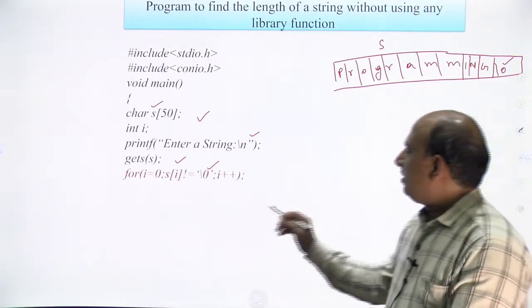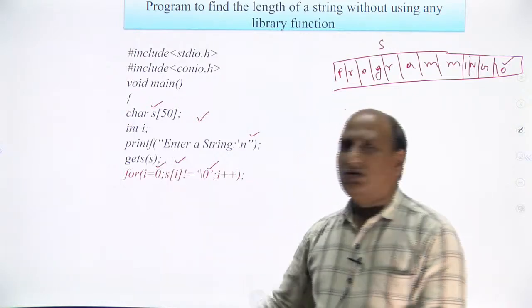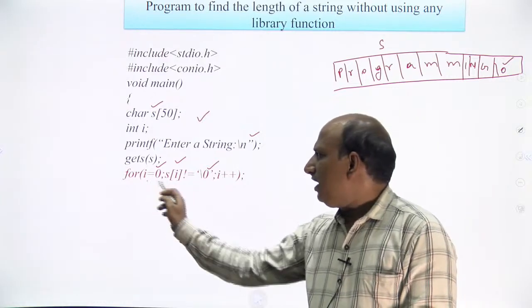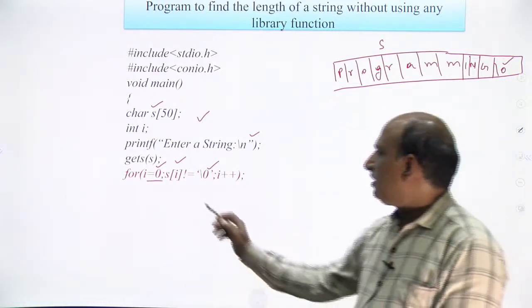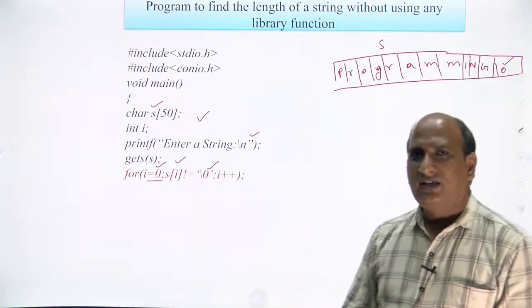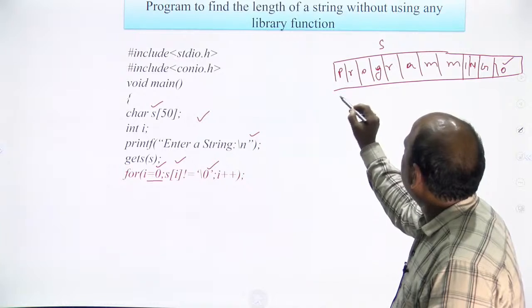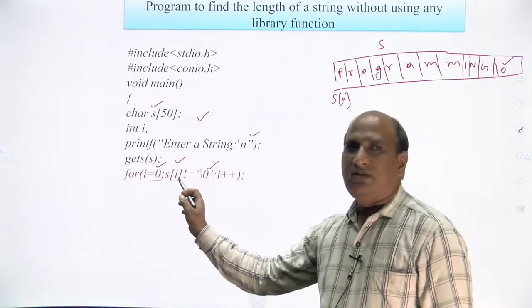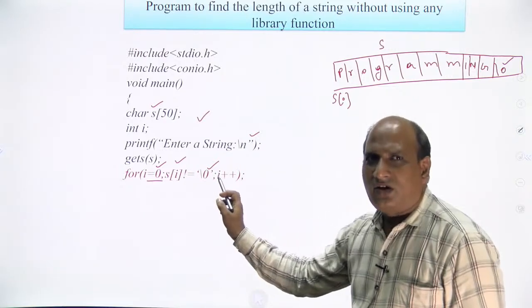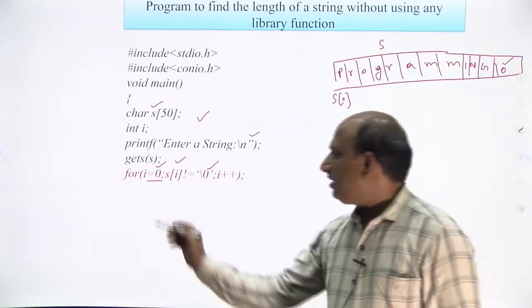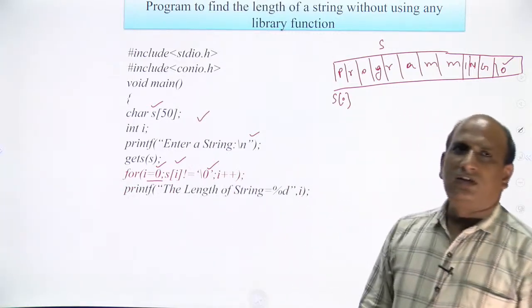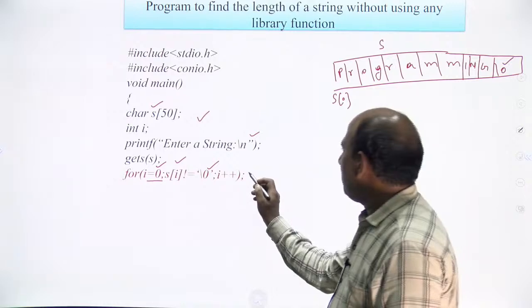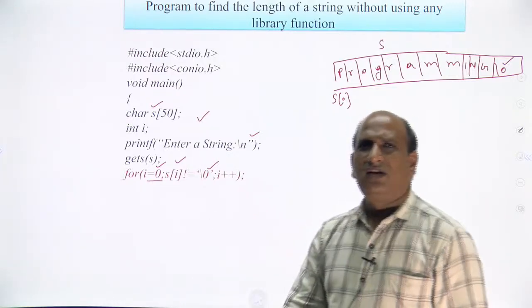So I have written this for loop. I can use a while loop also. I have initialized i equals 0 and checked whether s[i] is \0; s[i] means s[0] here. If s[0] does not have \0, the control will move into the for loop, and we can see that I have terminated this for loop here. So we need not do anything.